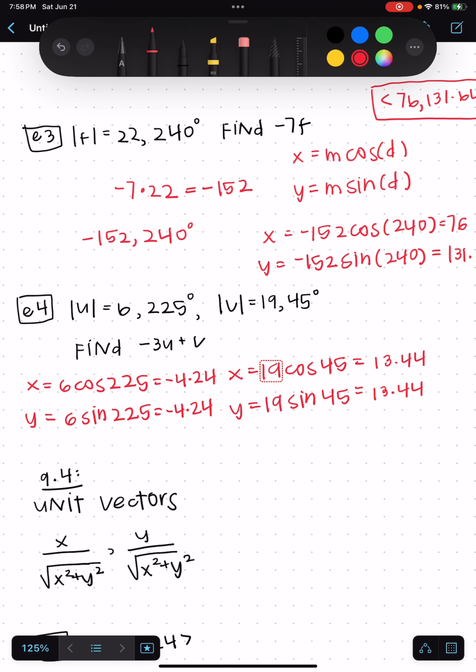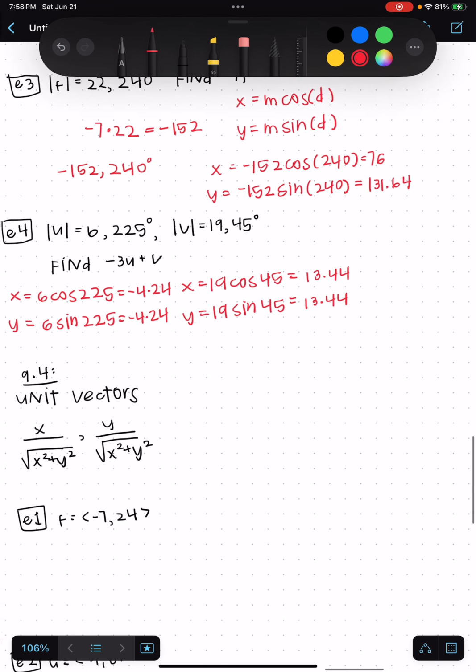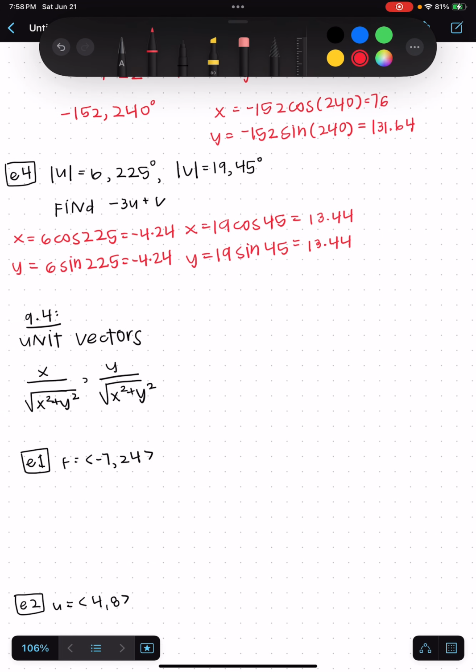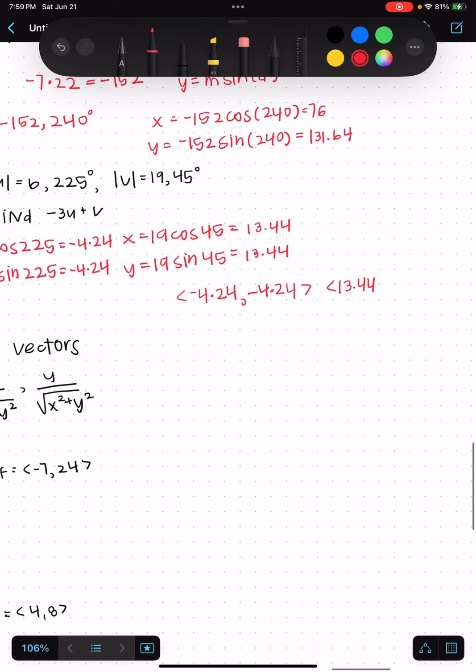I haven't done anything to them yet. I didn't give myself enough room, so I'm going to sneak into the bottom of this. So now my new vector u is negative 4.24 comma negative 4.24. Oh, I started writing a 5. And then my new vector v is 13.44 comma 13.44. Now we have to go back and do this part where it's the negative 3u plus v.